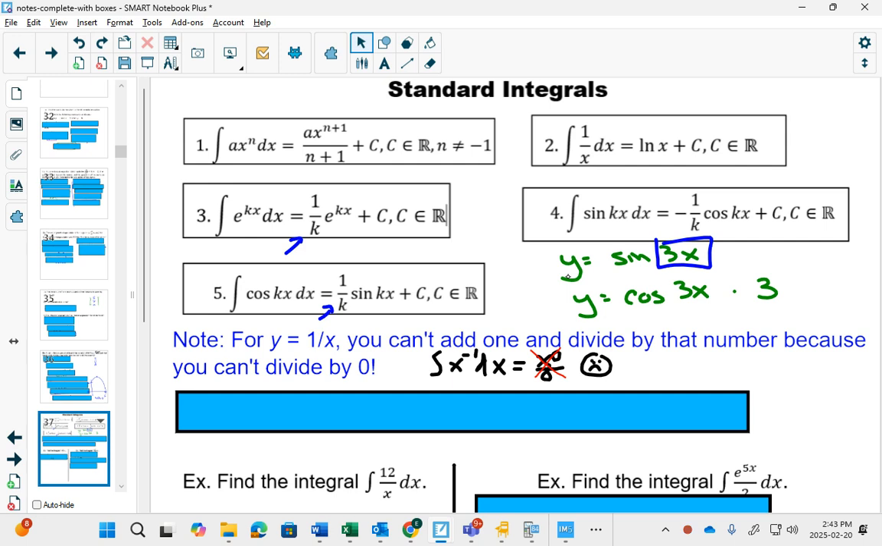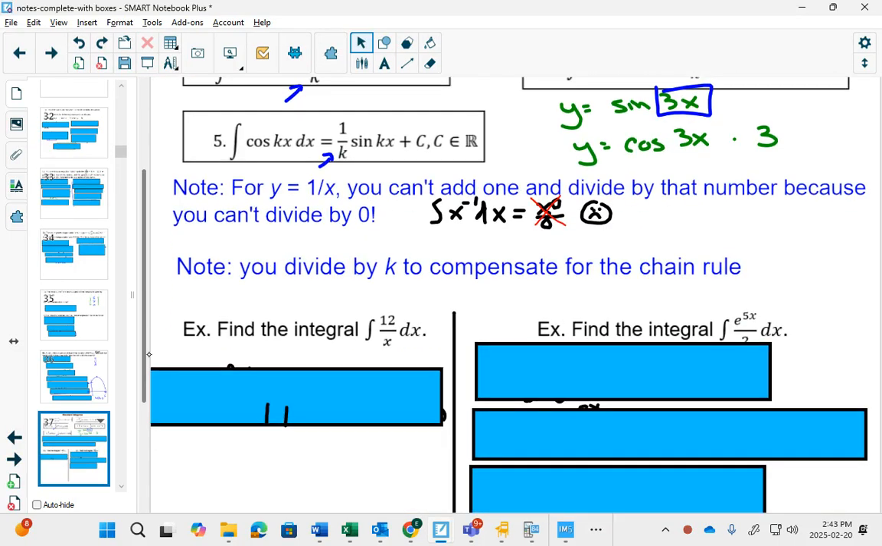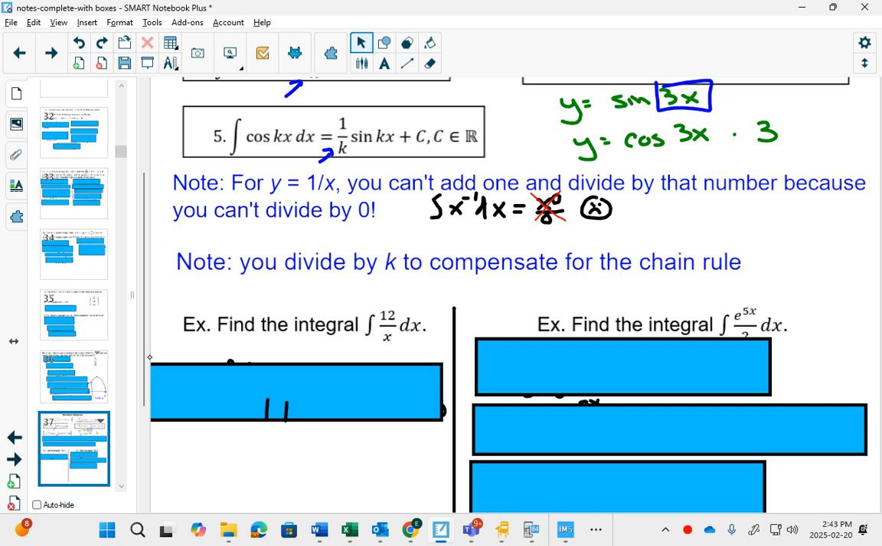Right? And we talked about this the other day, where you think of x to the minus 1 as a power rule and run into this crazy divide by 0. So you have to remember that it is the natural log. And this is the other note that I was showing you, that you are just compensating for that chain rule.